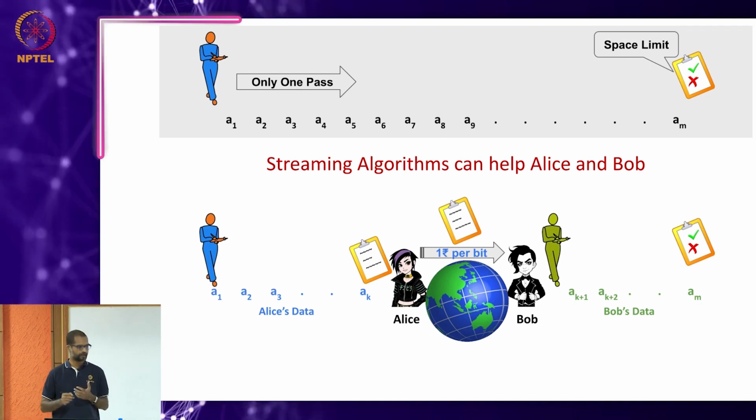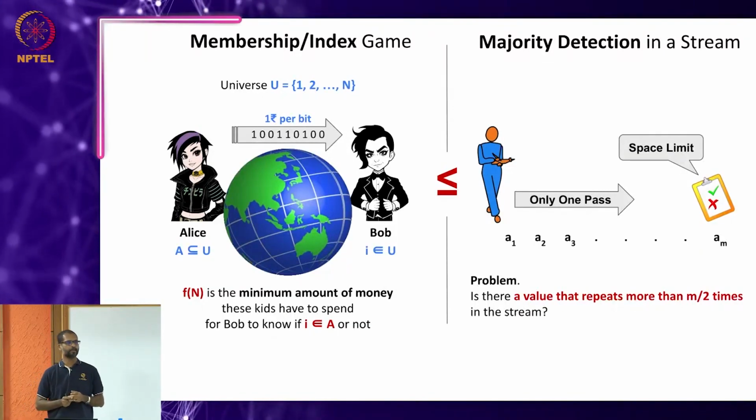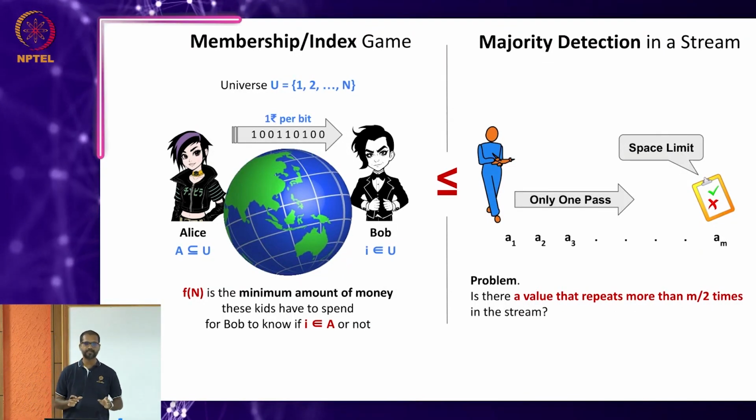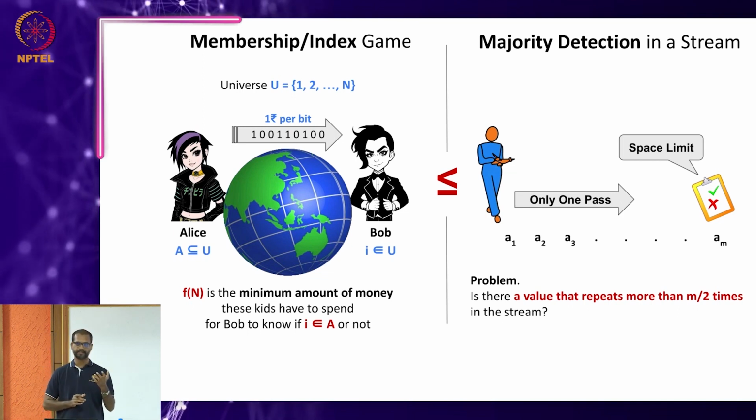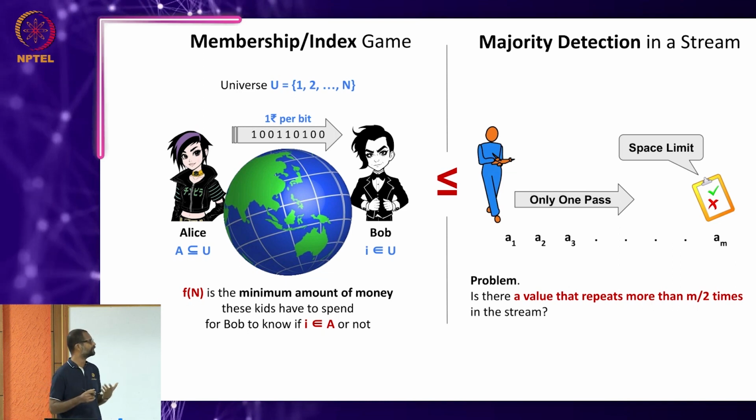So I'm trying to make this concrete with one question. Here we have two things. On the left side, this is the index game, the first game that we saw, and on the right side, this is the majority detection in a string.